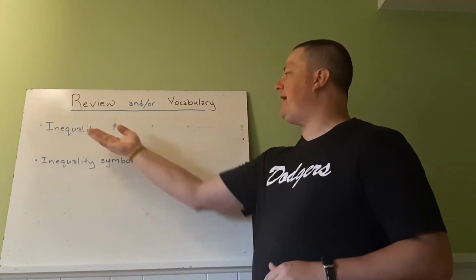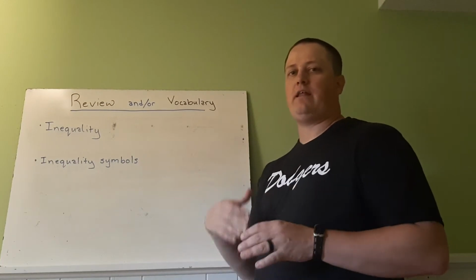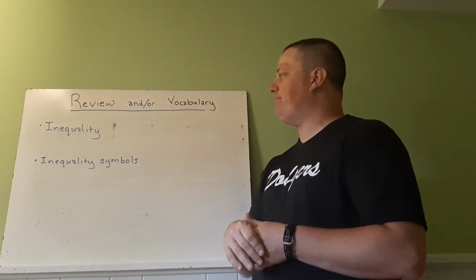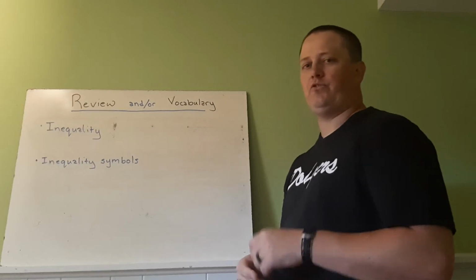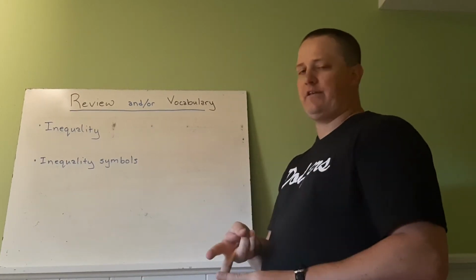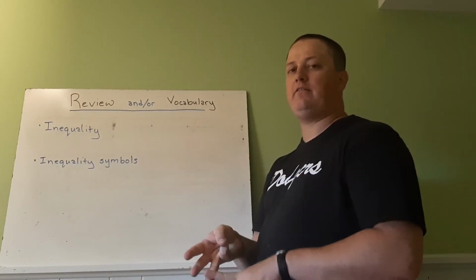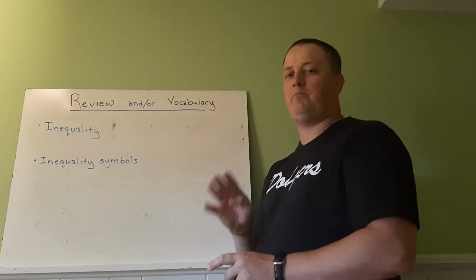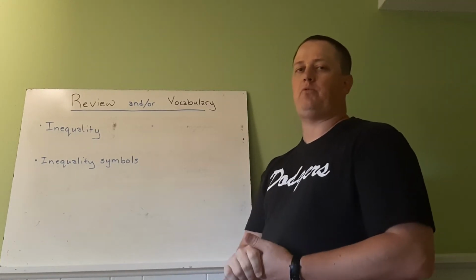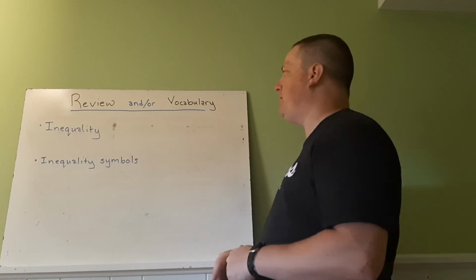Vocabulary is staying the same. We have inequalities, so just the constraints have a range of values. Our inequality symbols, we still have our less than symbol, less than or equal to symbol, greater than symbol, greater than or equal to symbol. Those are our main four, and sometimes we may even use the not equal symbol.